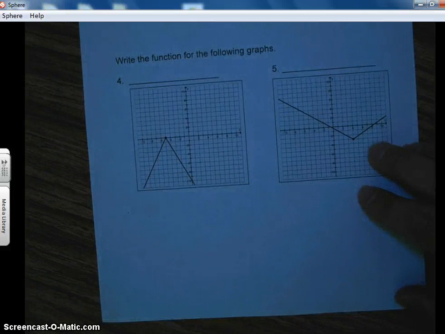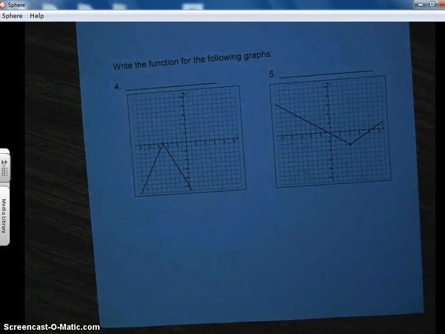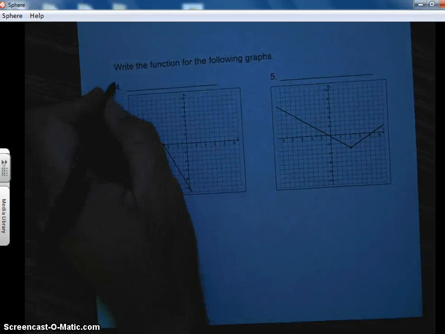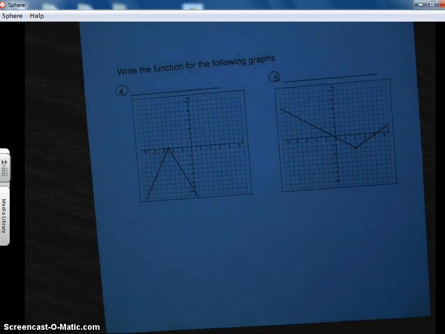All right, now here's a couple graphs. I would like you to write the equations for both of these, and I'll see you tomorrow.